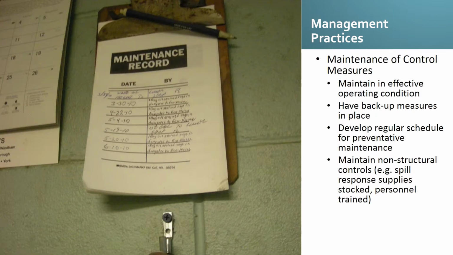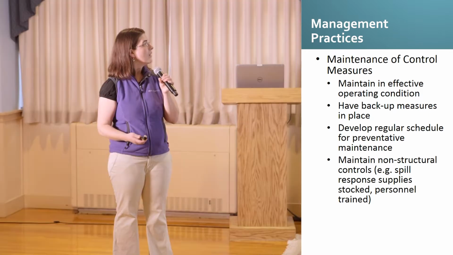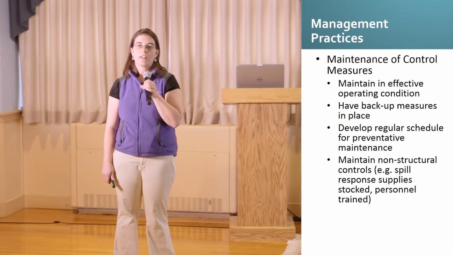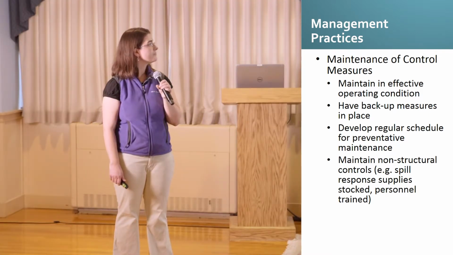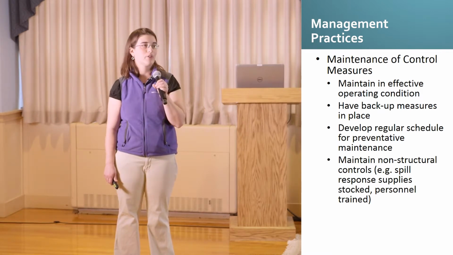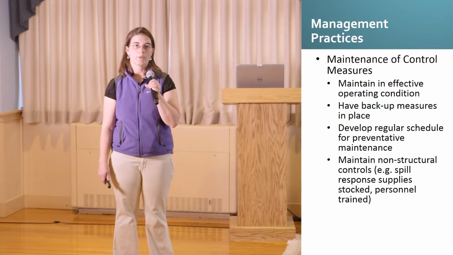So another management practice is the maintenance of control measures. You need to maintain all your control measures in effective operating condition. Make sure you have backup measures in place, so if one thing fails, you have something ready to go in the interim before it's fixed. You want to develop a regular schedule for preventative maintenance, and then maintain all your controls, both non-structural and structural.